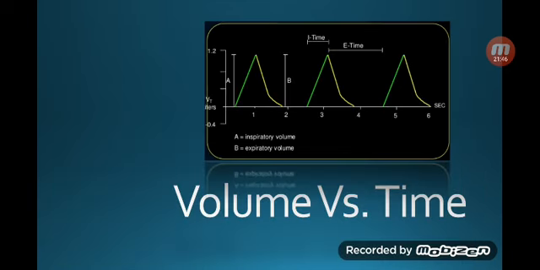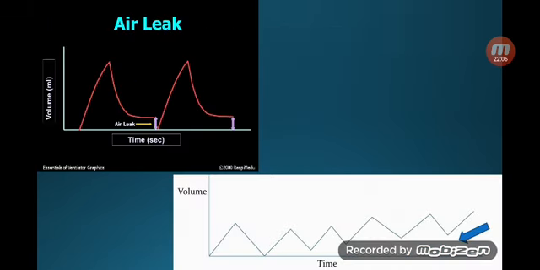Okay, volume versus time is a simple one. So basically inspiration, expiration, and this is the maximum volume. If you got a longer inspiratory time, you might have a bit of a plateau here, but other than that, that's how the curve looks like. What can we learn from this curve?